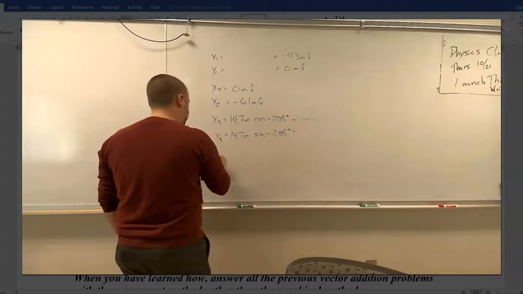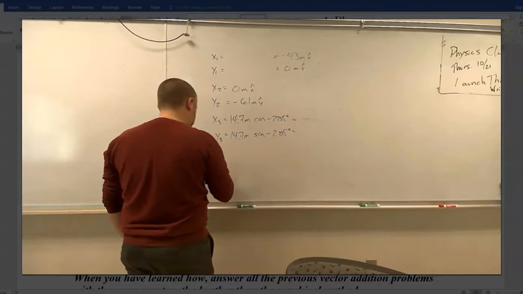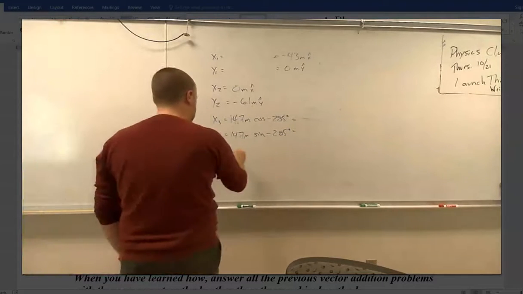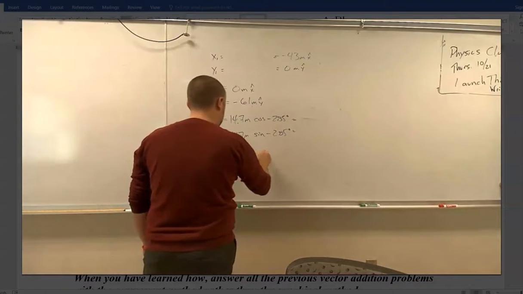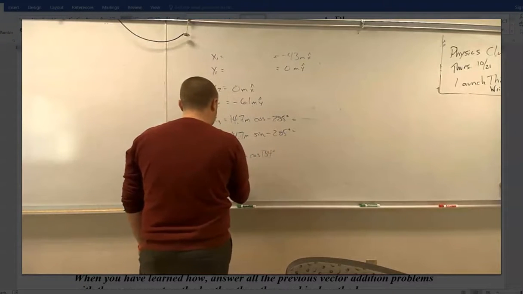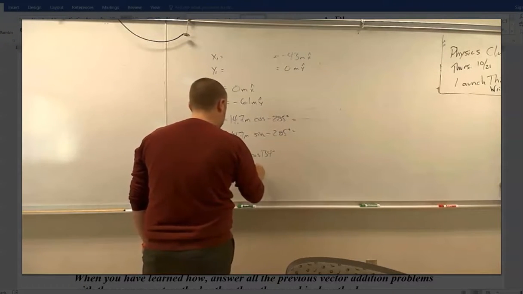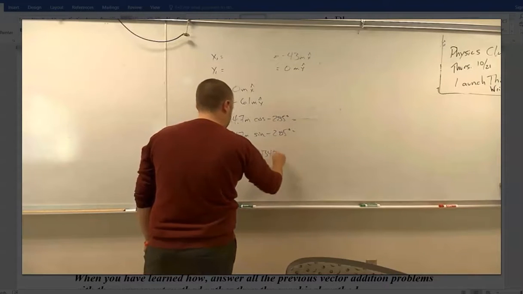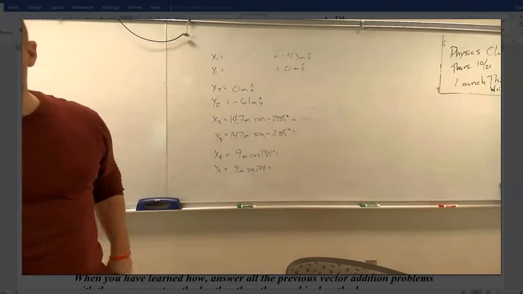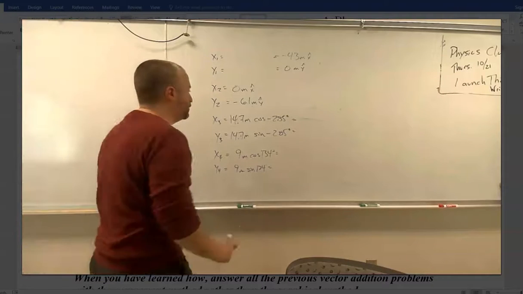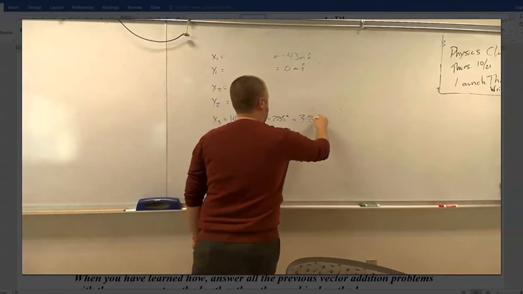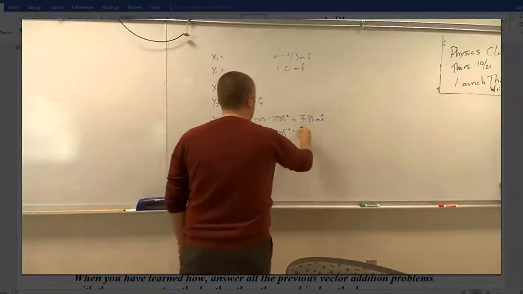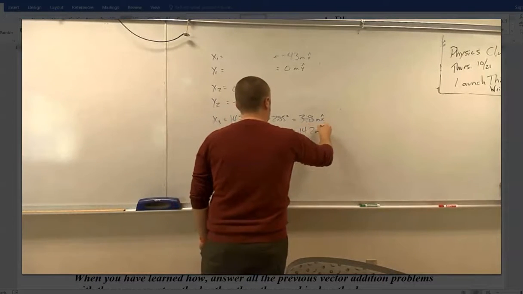And then the fourth one, x4 and y4. x4 is going to be 9 meters cosine of 134. And 9 meters sine of 134. I'll just spit out the answers here real quick. This should be 3.8 meters x hat. This should be 14.2 meters y hat.